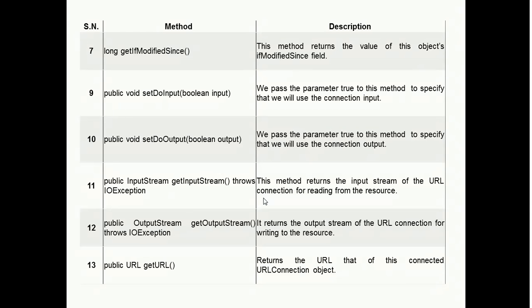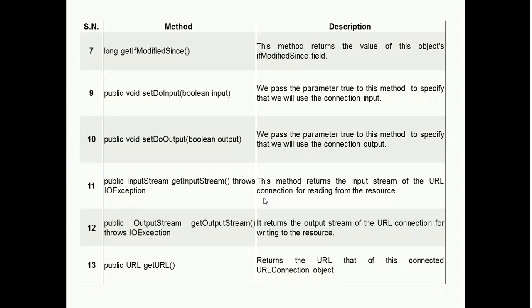The 11th method is public InputStream getInputStream() throws IOException. This method returns the input stream of the URL connection for reading from a resource. The next method is public OutputStream getOutputStream() throws IOException. It returns the output stream of a URL connection for writing to the resource. And the last method is public URL getURL(). This method returns the particular URL that is connected to the URLConnection object.